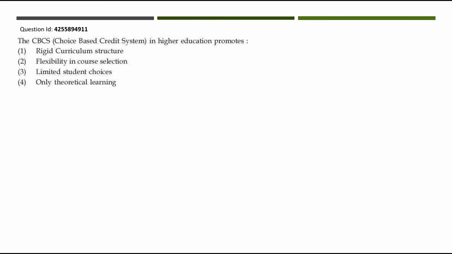Choice-based credit system means the student is given more choice to choose from. When there are more choices, automatically rigid curriculum doesn't have any meaning. And since they are talking about choices, it is not about limited or unlimited. And it doesn't talk about theoretical paper or practical paper. So the only meaningful option is flexibility in course selection. The student can select any course that the student wants to learn. That can be from the same discipline or it can be interdisciplinary, which is the biggest benefit of CBCS system.